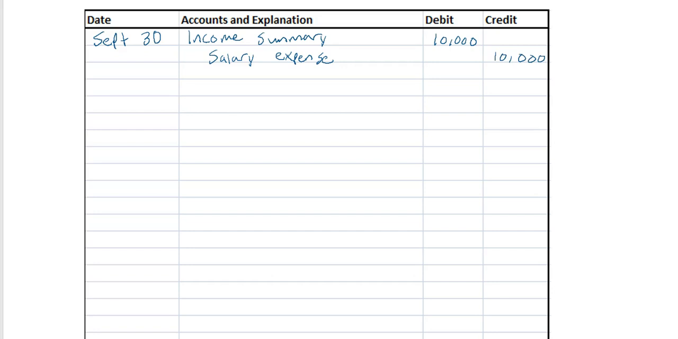Brief description: to close out the salary expense account. Moving right along to the next expense account, we will have rent expense.